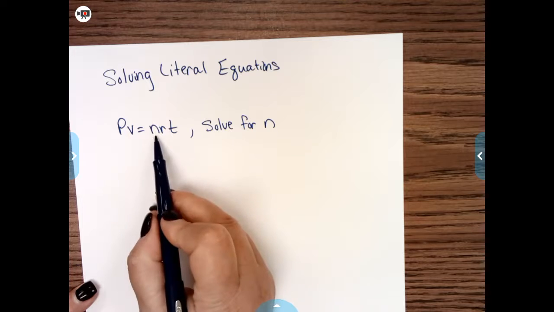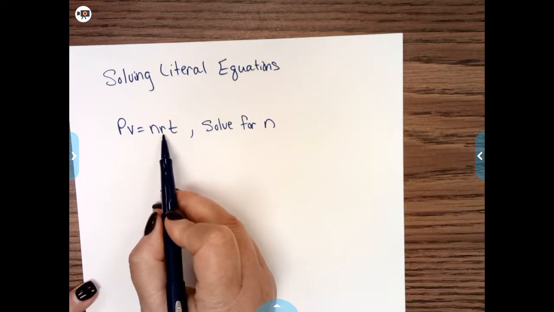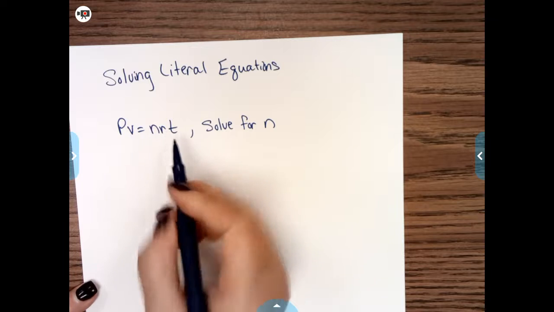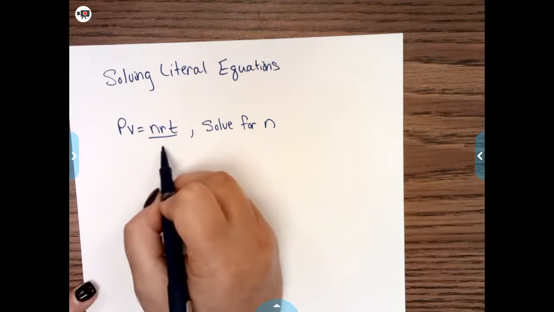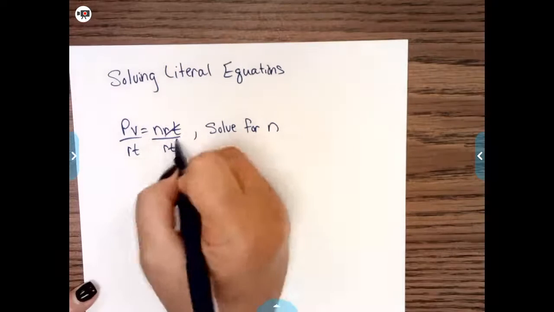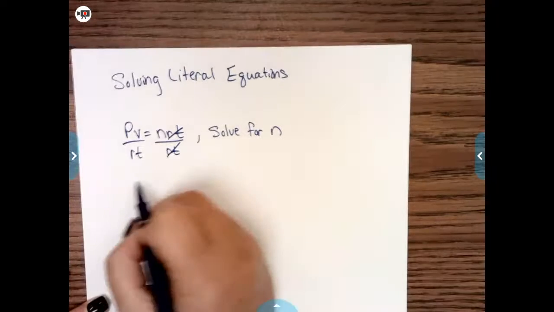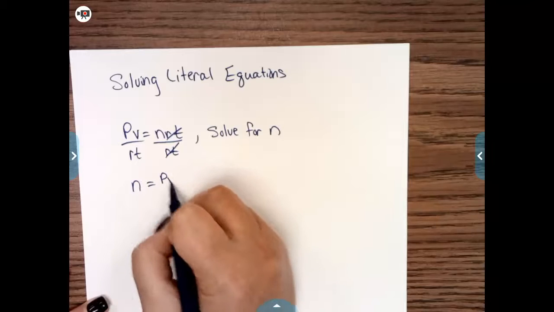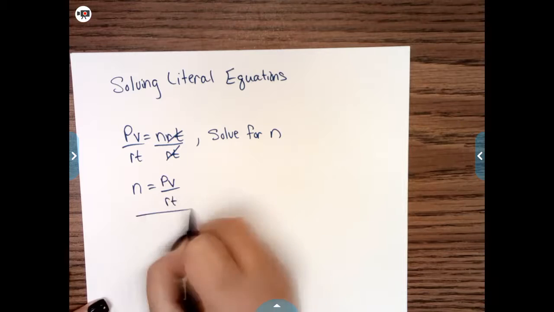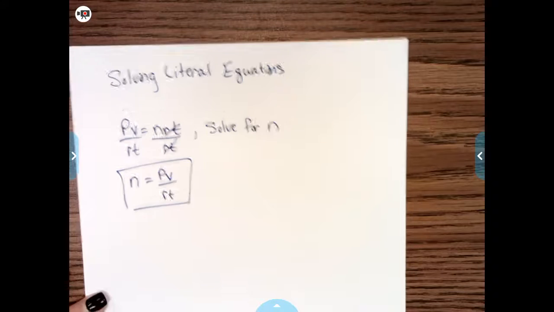If we're solving for n, and it's next to r and t, that means multiplication. So think of those like a coefficient. And if it was a coefficient, we would divide by it. So couldn't we just divide by the r and the t? And it'll work. And now we flip it around, and we have n equals pv over rt. And that equation is solved for n.